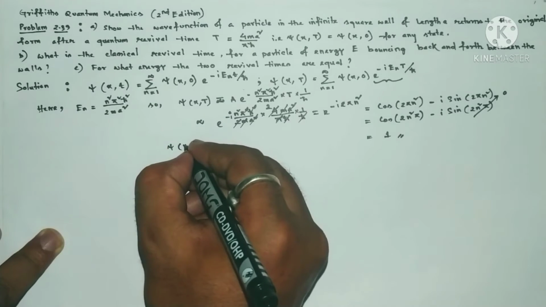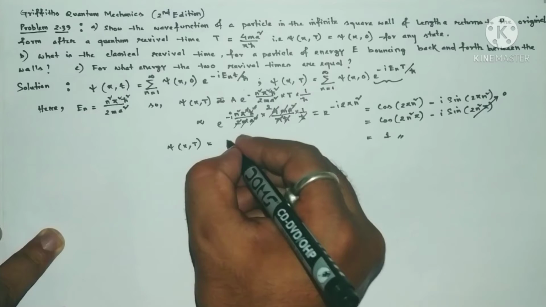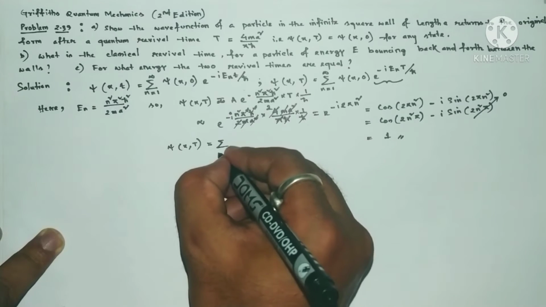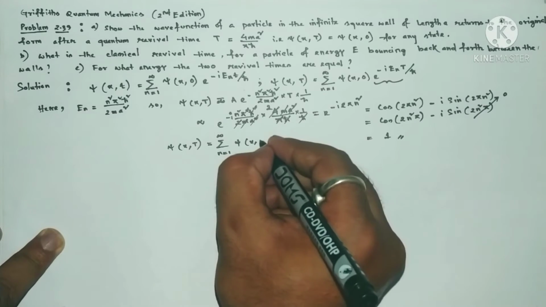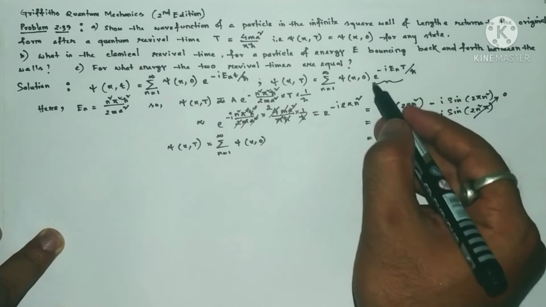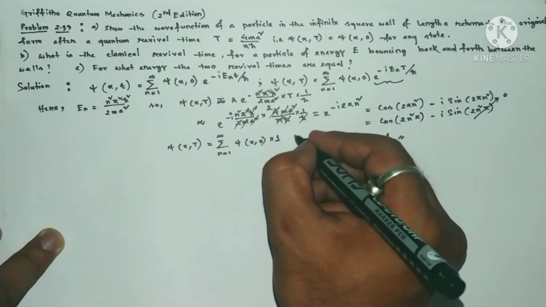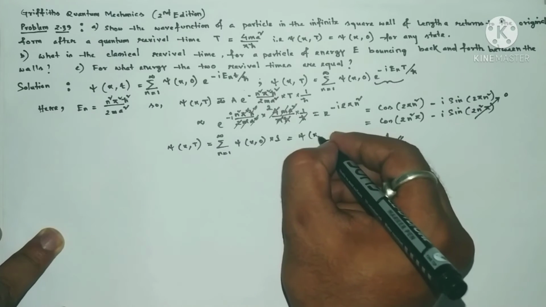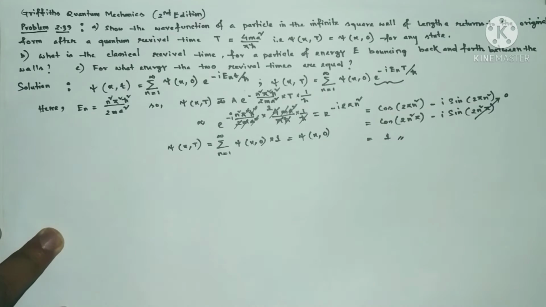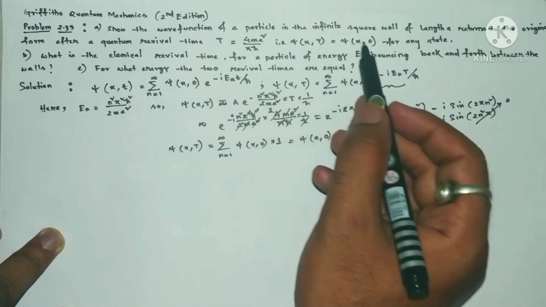So therefore you can safely say that ψ(x, T) is equal to the sum over n from 1 to infinity of ψ(x, 0), and this factor leads us to 1. So this is equal to ψ(x, 0) as well, right? Therefore we can safely say that ψ(x, T) is equal to ψ(x, 0).